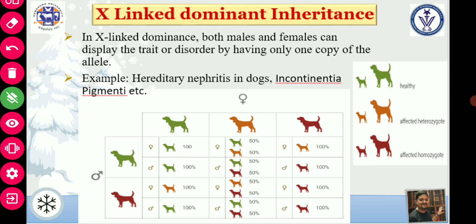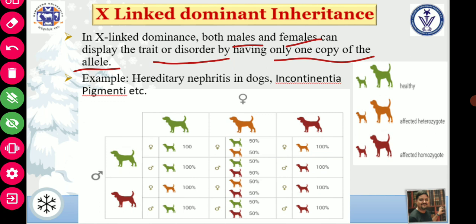Here, just for the sake of your understanding, I have taken the characteristics of X-linked dominant inheritance. In X-linked dominance, both males and females can display the trait or disorder by having only one copy of the allele. We know about the dominant allele: even if one copy is present, it will express its trait, whether in male or female. We know previously that even a recessive allele will express in male, because correspondingly there will not be any allele on the Y chromosome. But a recessive allele will not express in female. If the allele is dominant, it will express in both the sexes, even if a single copy is present.